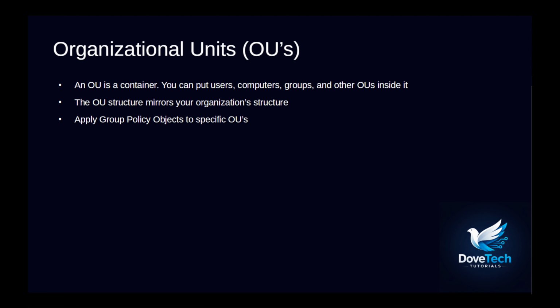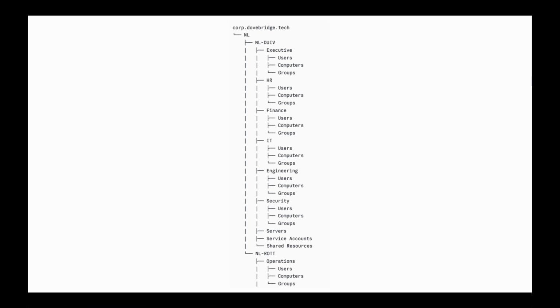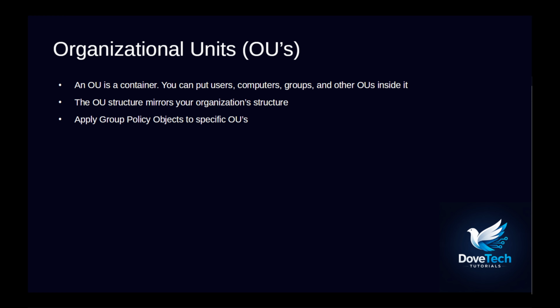Inside the domain, we organize objects using organizational units, OUs. An OU is a container. You can put users, computers, groups, and other OUs inside it. The OU structure you design should mirror the organization's structure in whatever way makes administering it easiest. And that usually means reflecting either the geographic layout, the departmental layout, or both. For DoveBridge, we'll create OUs for Duivendrecht and Rotterdam, and within those, sub-OUs for departments like IT, engineering, HR, and so on. Here's something that trips up a lot of people.